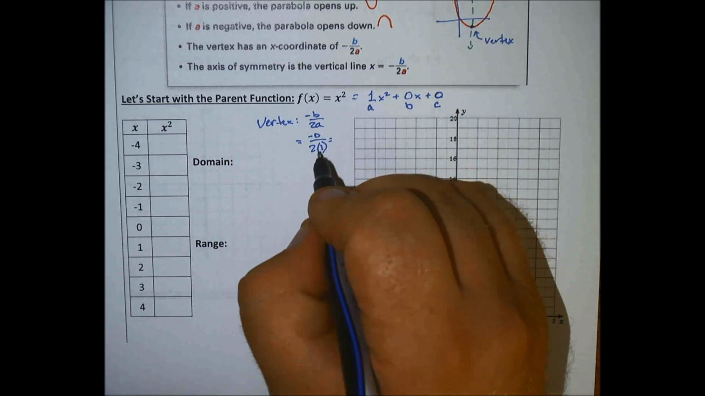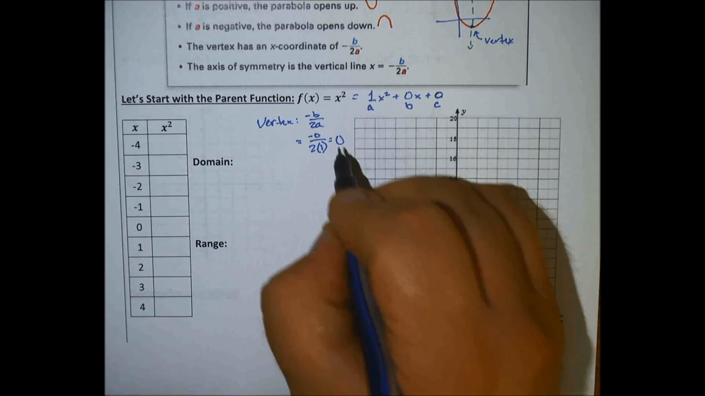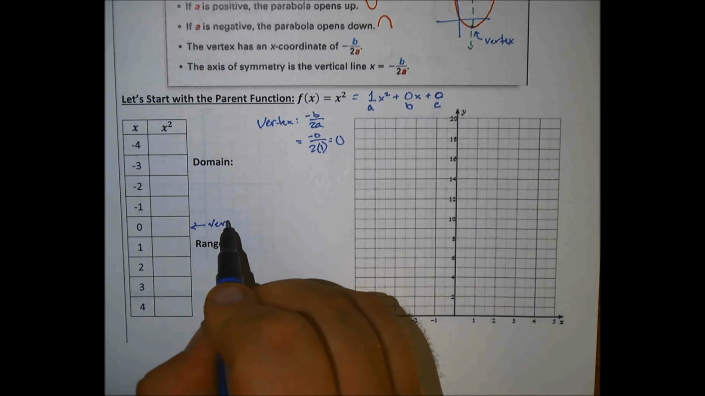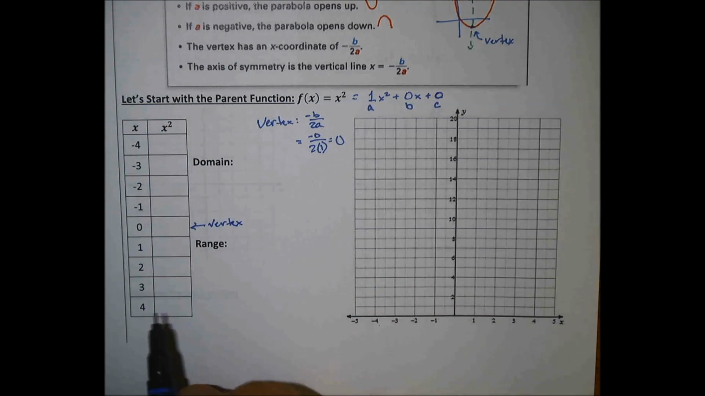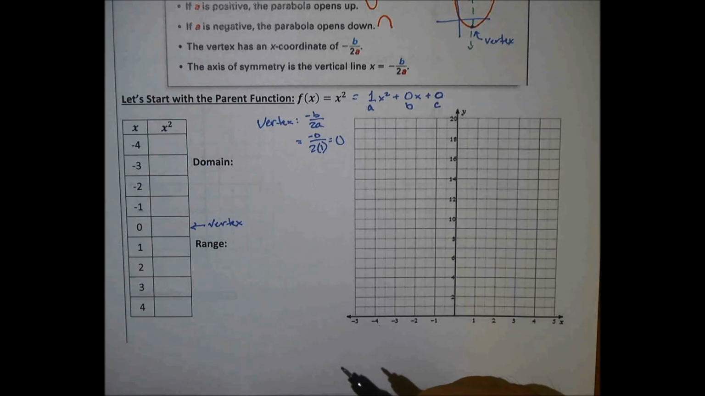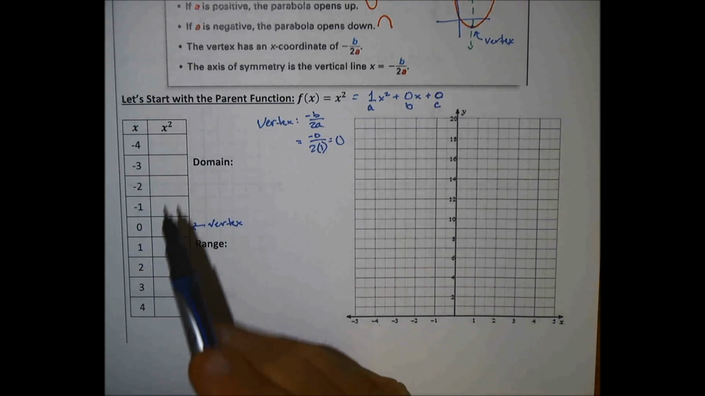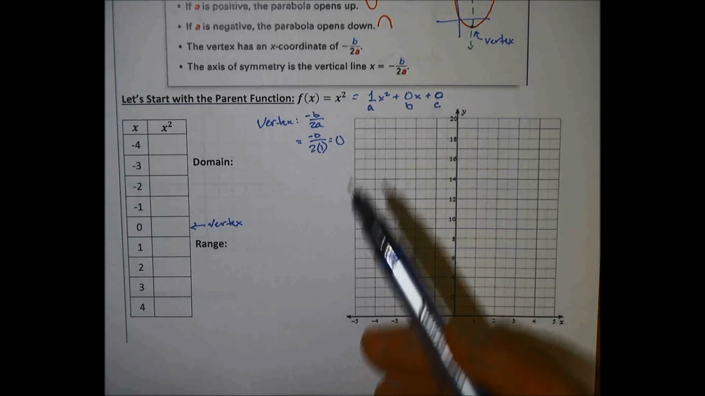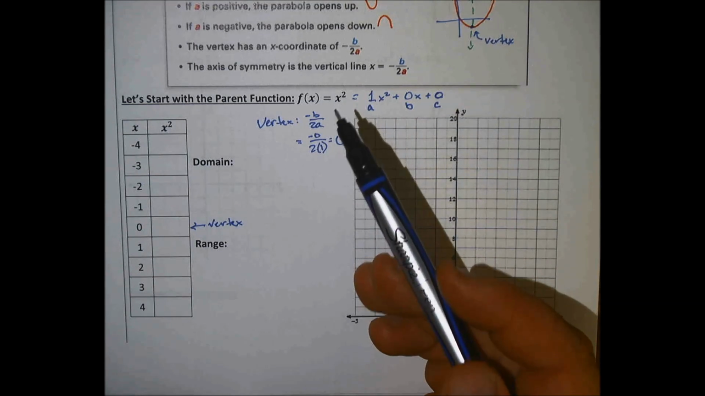So we have 0 over 2, which is just going to simplify to 0. So my vertex is right here. I don't know what the y-coordinate is yet. I just figured out what the x-coordinate is. So here, obviously, we're using a table of values. And all I want to do really is plug in these numbers into this equation and see what I get.